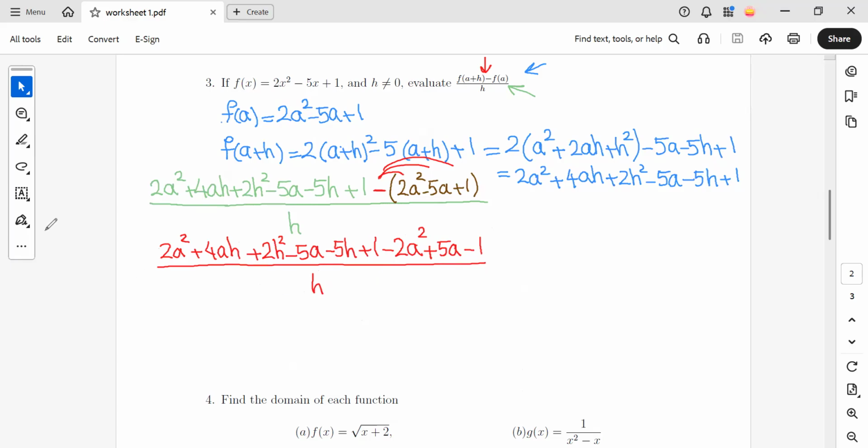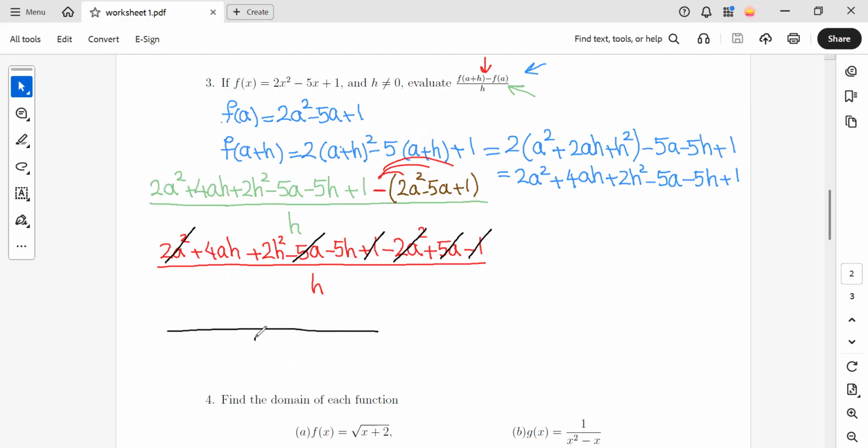Now, I would check if I can simplify something. Yes, we can simplify positive 2a squared with 2a squared, which is negative. These will cancel each other out. And then I have negative 5 times a and positive 5 times a. Also, I have plus 1, negative 1, so they all cancel each other.